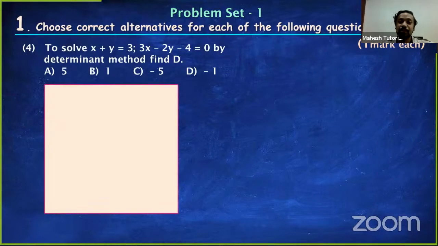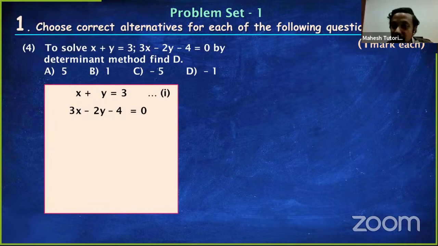To solve x plus y is equal to 3 and 3x minus 2y minus 4 is equal to 0, by determinant method, find D. So students, here they have given us two linear equations. The first one, x plus y is equal to 3. Now this equation is present in its basic form. So let us number it as equation 1. Second equation, 3x minus 2y minus 4 is equal to 0. Now students, tell me whether this equation is present in its basic form.